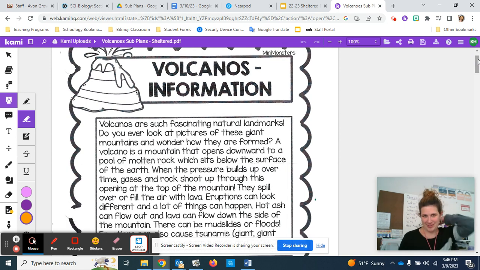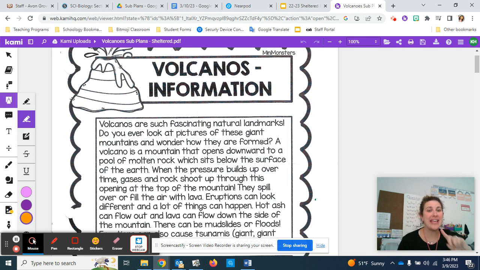Ready? So, la información es sobre volcanes. Escucha en inglés, por favor. Volcanoes are such fascinating natural landmarks. Do you ever look at pictures of these giant mountains and wonder how they are formed?